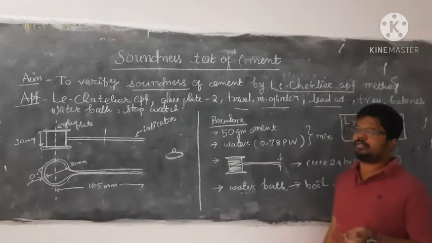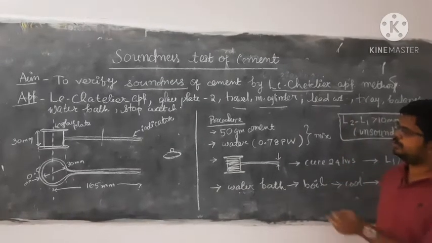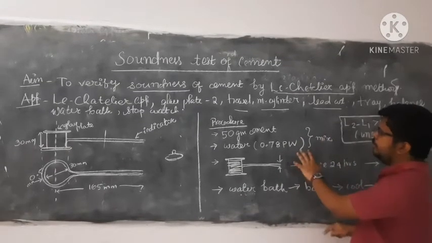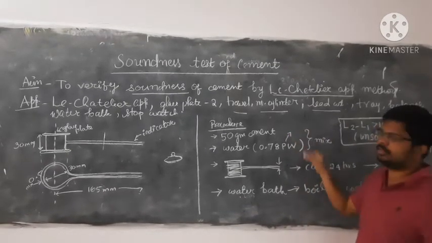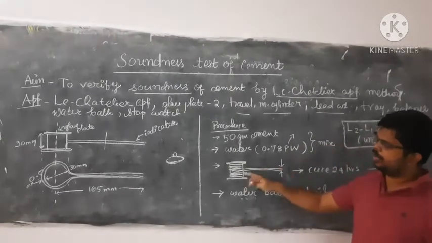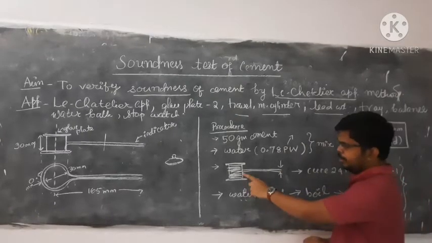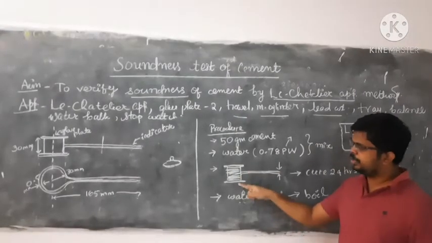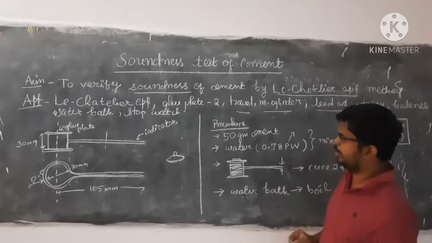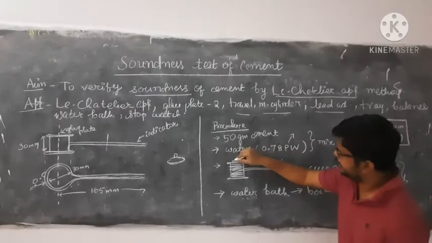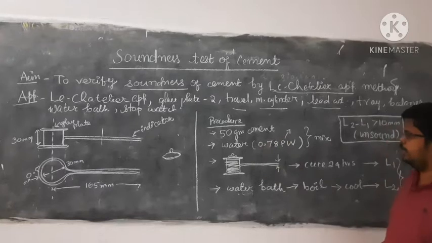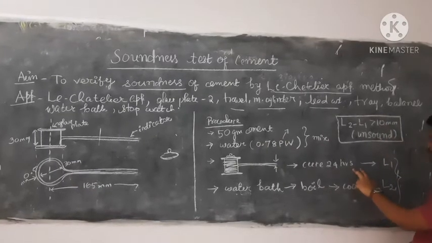So let's discuss the procedure in brief. We will take 50 gram of cement, and we will add 0.78 PW amount of water. What is P? P is the normal consistency of the cement and W is the weight of the cement. We will prepare the mix, fill the mix in the brass cylinder, and put the two glass plates like here, and we will put our lead weight here so that it will remain stable. Then we will cure it for 24 hours and measure L1.